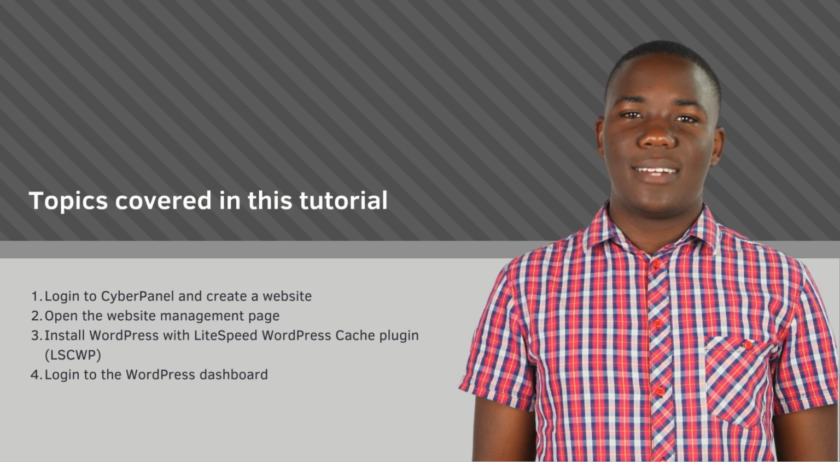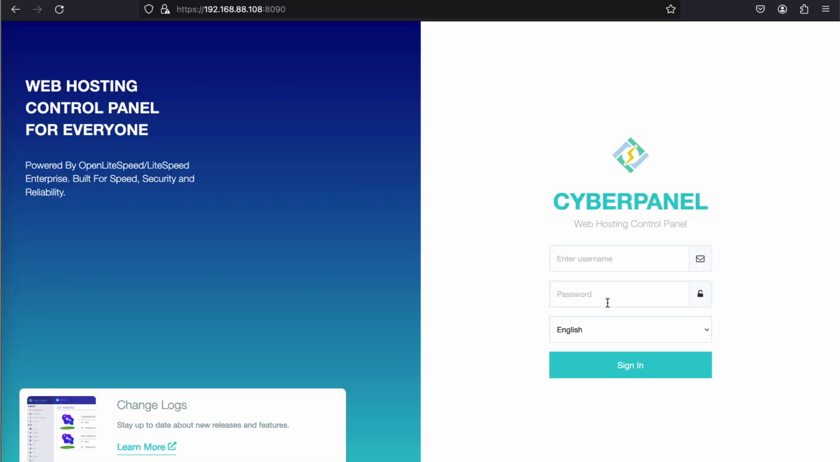First, I'll show you how to create a website. Then I'll show you how to open up the website management page and install WordPress with the Lightspeed Cache plugin for WordPress. And then finally, I'll show you how to access the WordPress backend for the site that you've just created. So the first thing is to log into the CyberPanel backend.